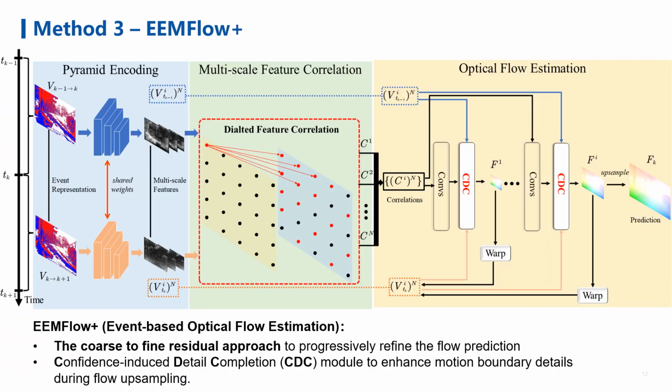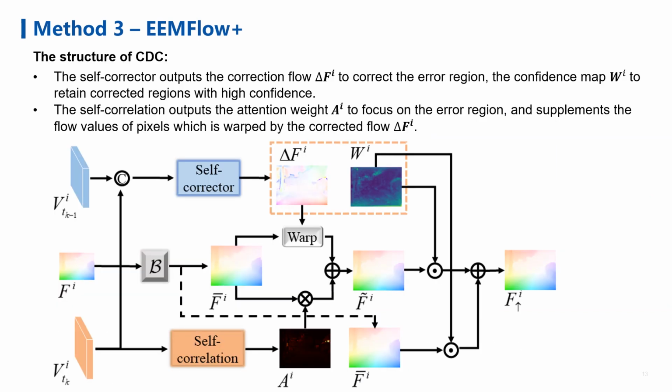The third part of our work is upgrading EMFlow to EMFlow Plus for optical flow estimation. EMFlow Plus employs the coarse-to-fine residual approach to progressively refine the flow prediction, together with the CDC module to enhance motion boundary details during flow upsampling. The CDC module consists of two branches. One is the self-corrector. It outputs the correction flow to correct the error region, and the confidence map to retain corrected regions with high confidence.